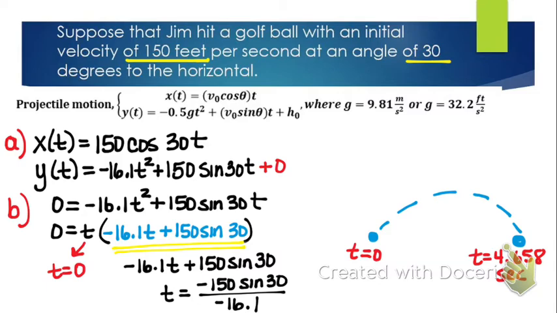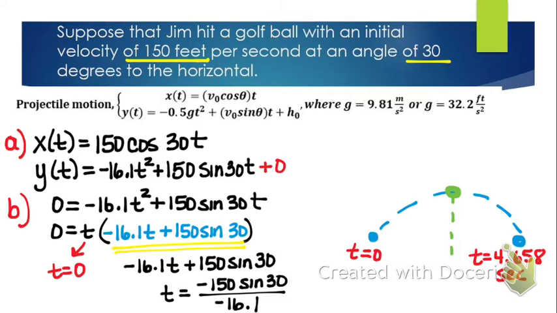Okay, so let's read question C. Question C says, when was the ball at its maximum height? And then we need to figure out what the maximum height is. So thinking about a parabola, when is the parabola at its highest point? In the middle. So that would be right here. Right in the middle. How do you figure out the t value in the middle? Take that 4.658 and divide it by 2.